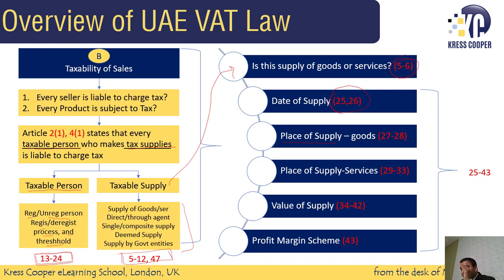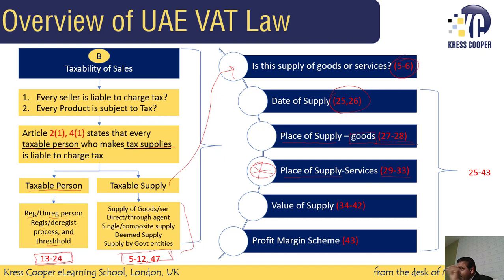It will be taxable in the UAE, out of the UAE, in a designated zone, out of a designated zone, or in which emirate. All these things we will discuss under the place of supply rules. This is the place of supply of goods, Articles 27 and 28. This is the place of supply of services, Articles 29 to 33. This is the most difficult section in the law, how to establish the place of supply of the services.